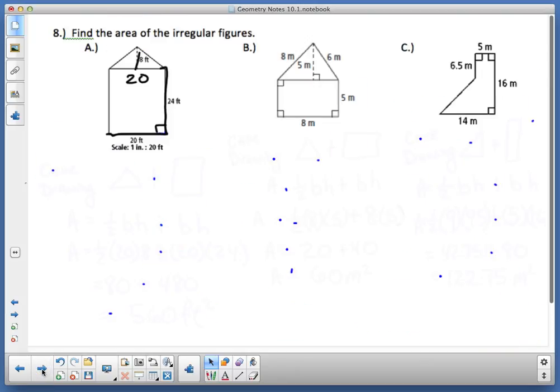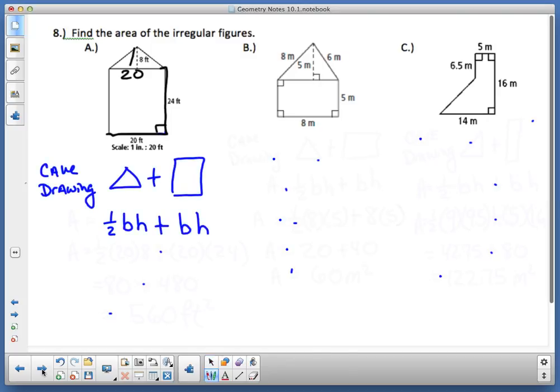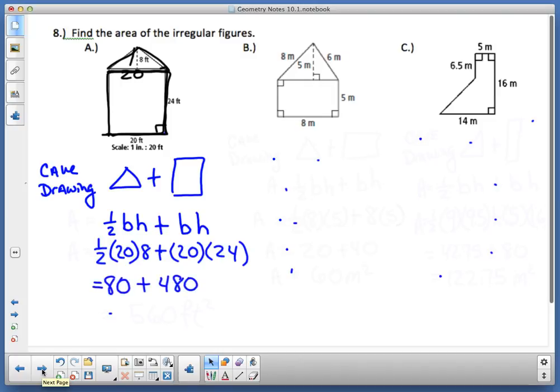Now, we have a find the area of the irregular figures, and keep in mind the consistency with value coming through here. Okay, so I'm going to talk about this as caveman drawing, cave drawings. I've got a triangle that's 20 long, 8 high. Okay, so I'm going to find the area of that, and I've got a rectangle that is 24 by 20. Just pop in my values, and I got 8 times 20 divided by 2 is 80. 20 times 24 is 480. And I add those together, and I get myself 560 feet squared.